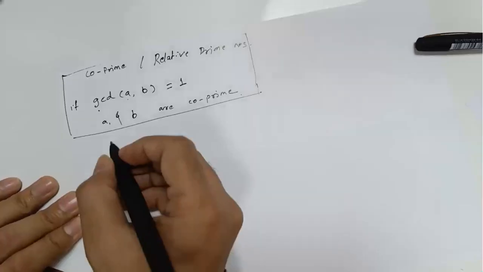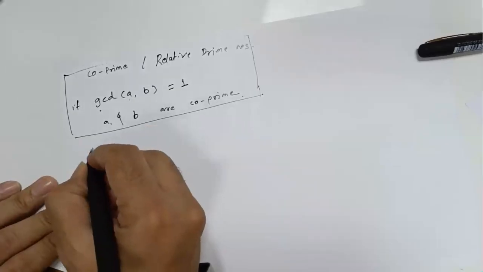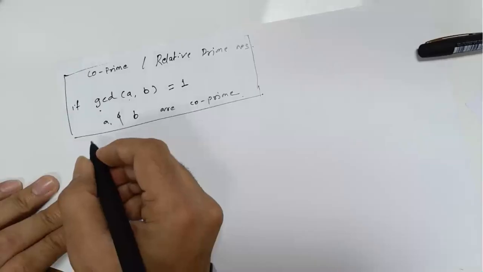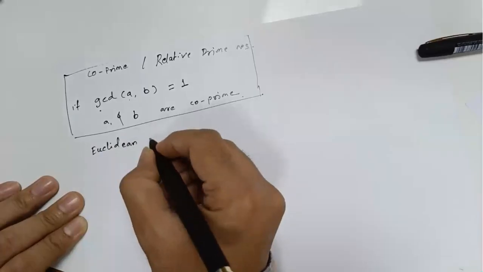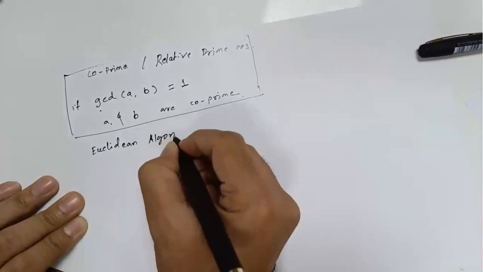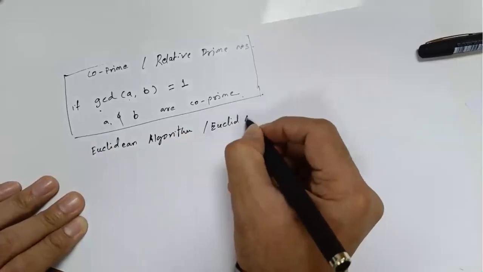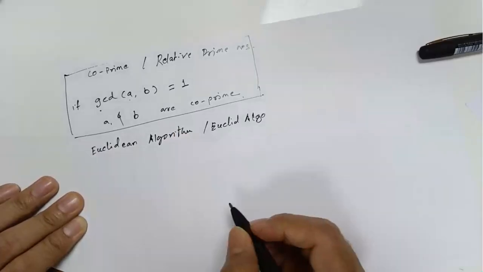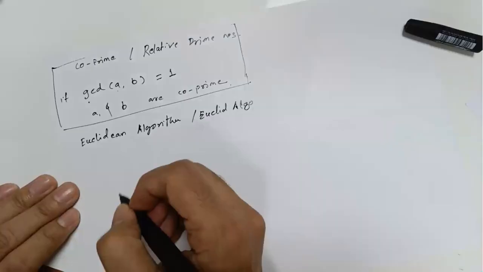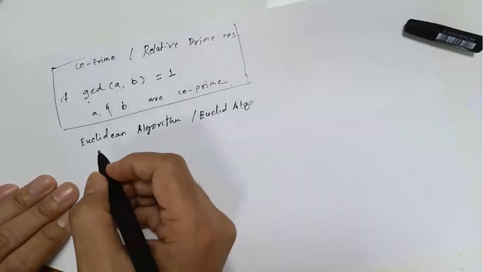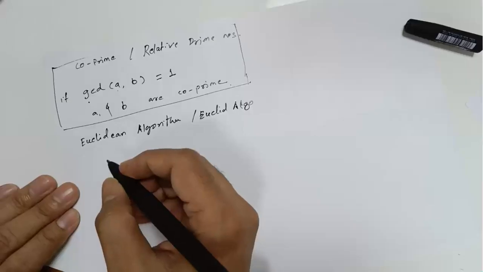So what we will do is study one algorithm that is called the Euclidean algorithm, or Euclid algorithm. Now what is it? I'll give you the definition first, and how it is used in cryptography, I'll give you the examples.